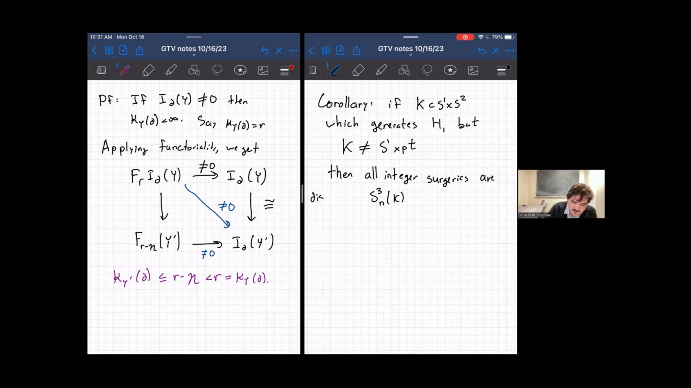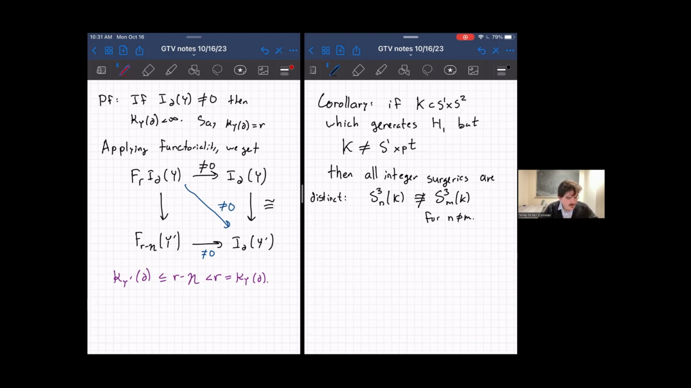Then all the integer homology spheres I can get by surgery on this knot, the integer surgeries on this, are distinct. In other words, all the Mazur manifolds with two-handle attached along the same knot, but with distinct framings, are necessarily distinct. You can upgrade this to not even ribbon homology cobordant if you want, but that's maybe not too surprising once you know they're not diffeomorphic.